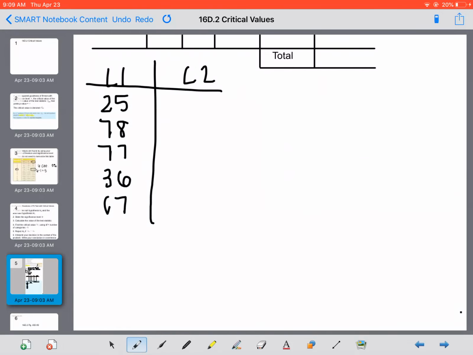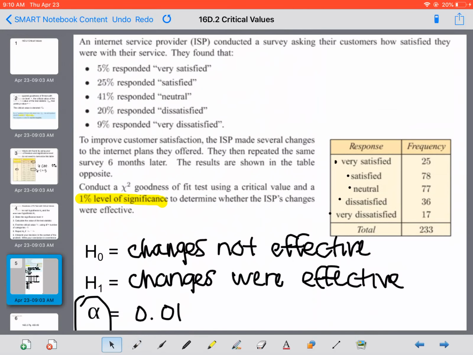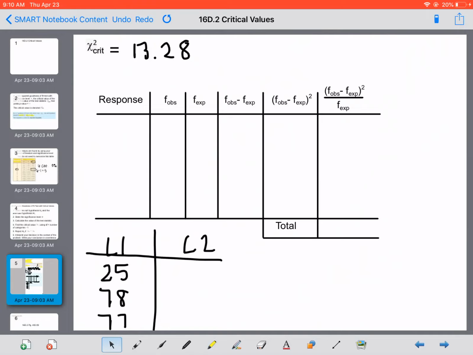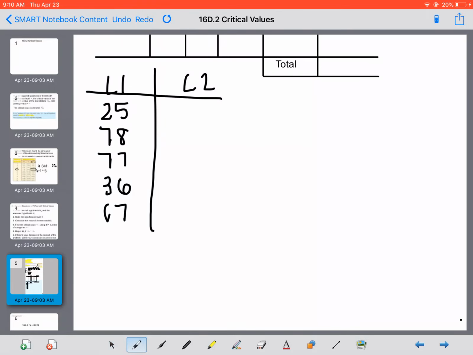very dissatisfied. Okay, and then we have to go back to the very top because these percentages here are telling us what that expected percentage is for each category. And we have a total of 233 responses. So 5% of that 233 is very satisfied, 25% is satisfied, etc. So in order for us to do our L2, we're going to have to take that 233 times 5%, and that gives us 11.65.